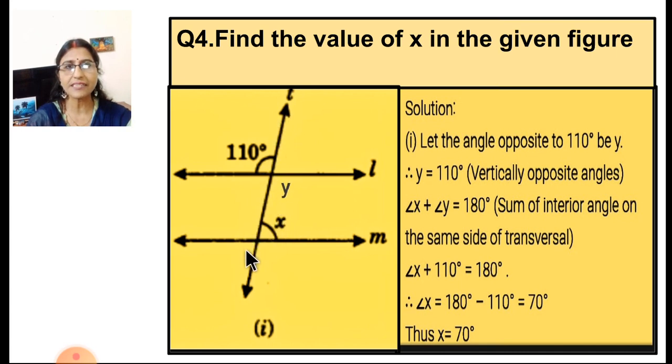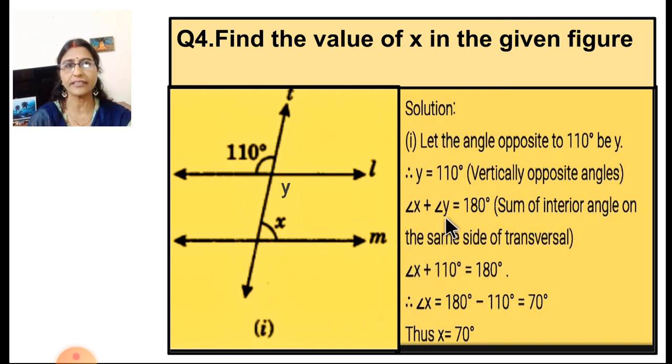Now we will see these two angles, angle x and angle y, they are on the same side. This is the transversal, you can see here, they are the interior angles and they are on the same side of the transversal. And we know the sum of interior angles on the same side of the transversal is supplementary. So angle x plus angle y is equal to 180 degree. Now we have to find out angle x.